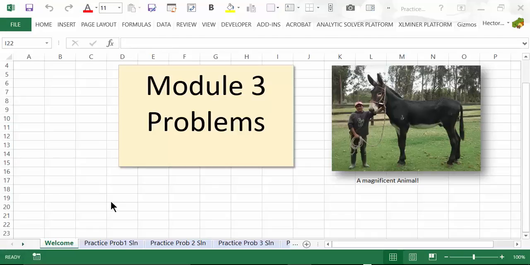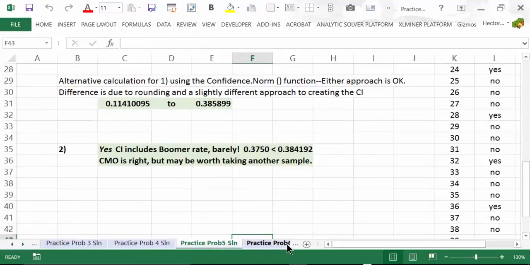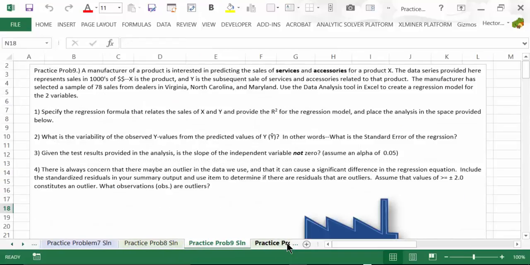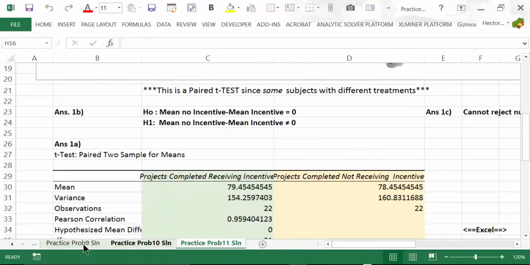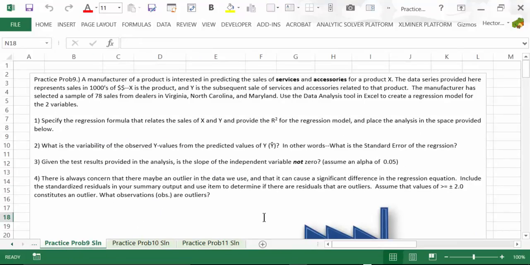We're in Module 3 and we're going to do problem 9. Previously we had a look at some regression analysis through the use of trend lines. And now we're going to address regression directly through the use of the data analysis tool.